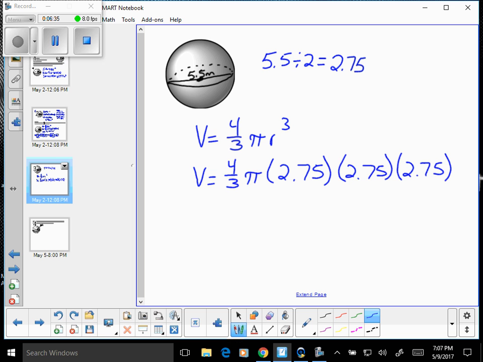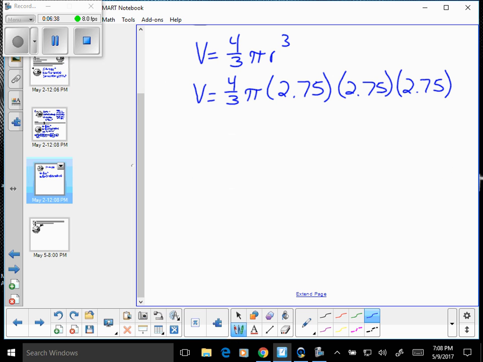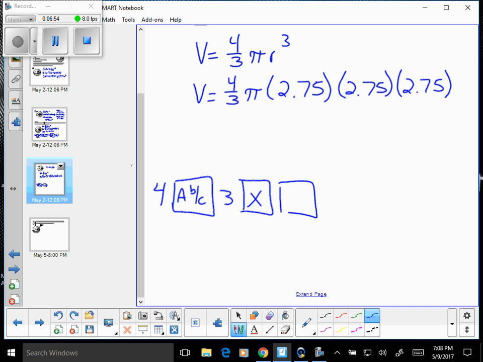Now, an alternate way of doing it to what I showed you before was to put the 4, then your fraction key, 3, then hit the times key, then I would probably hit pi, I would hit the times key again, and then I would either put in 2.75 times 2.75, or what you can do is put in 2.75, hit your power key, 3, and then equals.